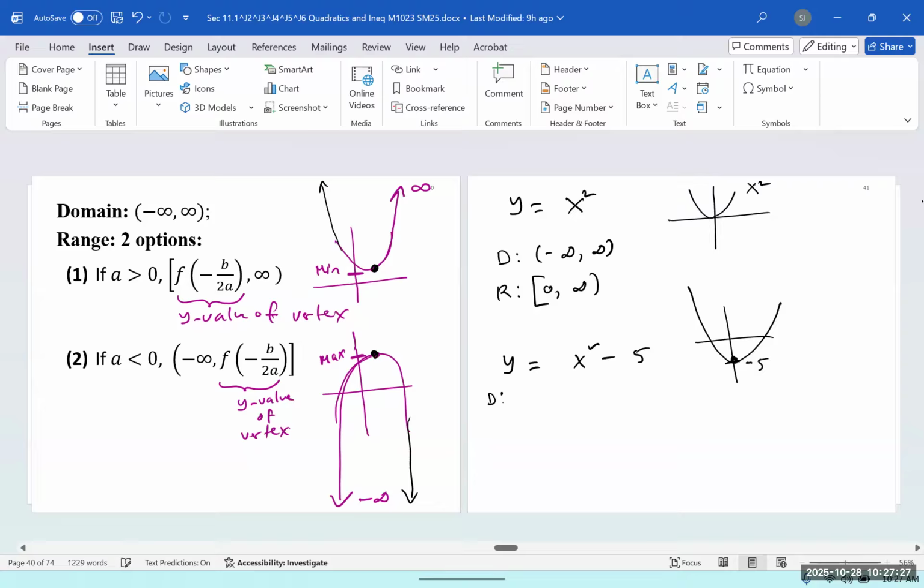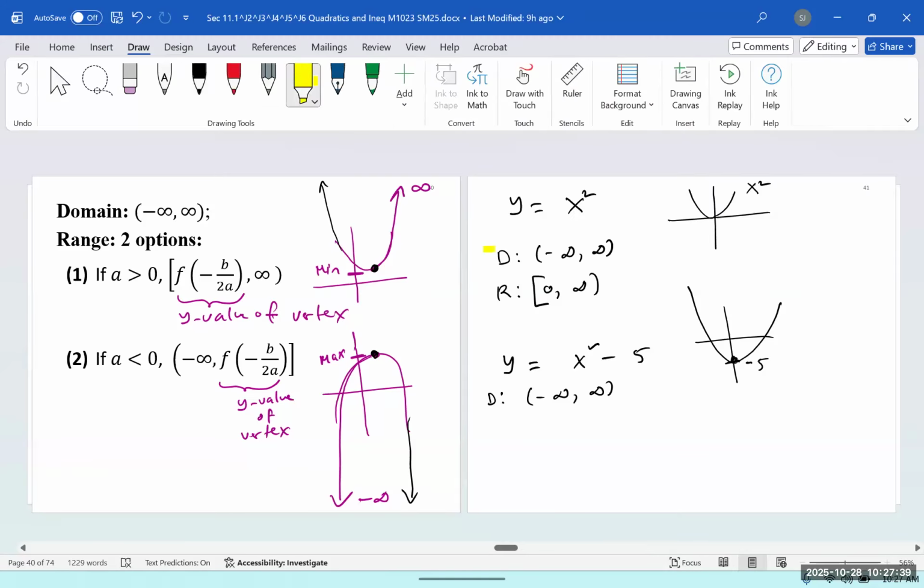So again, what's the domain for this function? You see, the domain did not change. Whatever domain you have, you have the exact same domain for the new function. However, what's the range? -5 to infinity. And -5 gets a bracket. See, the range is different. Why? Because we had the same parabola, but the position was different.